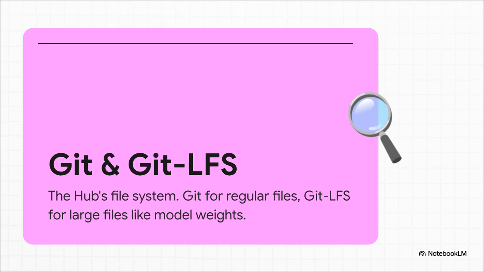It's really helpful to remember that the hub isn't some kind of magic black box. It's actually built on tools you might already be using. Standard Git is there to handle all your small files like configs, and then a special extension called Git LFS is used to efficiently manage the really huge files like your model weights.